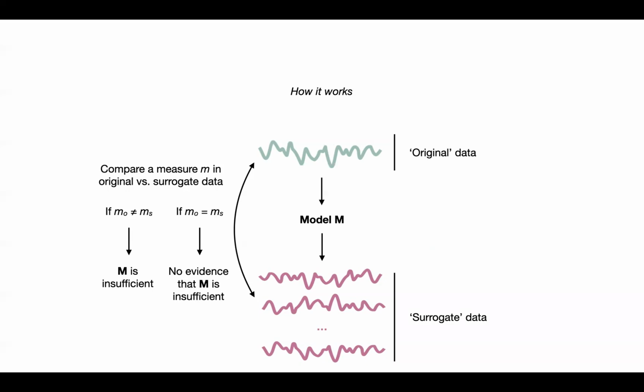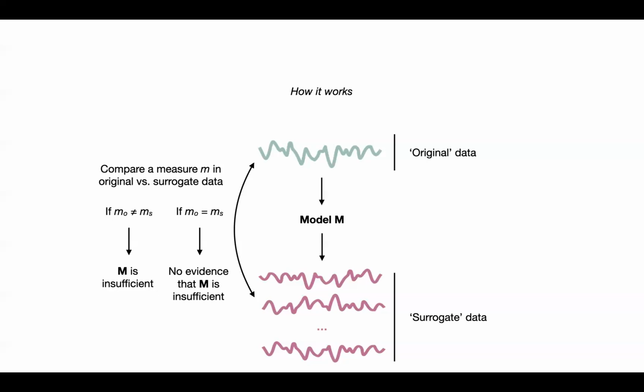If M0 cannot be distinguished from the distribution of surrogate values, then there is no evidence that M is insufficient. That's a bit frustrating, because we would like to conclude that M is the model representing the original data, but the only thing we can say here is that there is no evidence that M is insufficient. So a priori, if small m is the measure or quantity of interest from the original data, then it's a good sign that the model M is a good candidate to represent our original data.